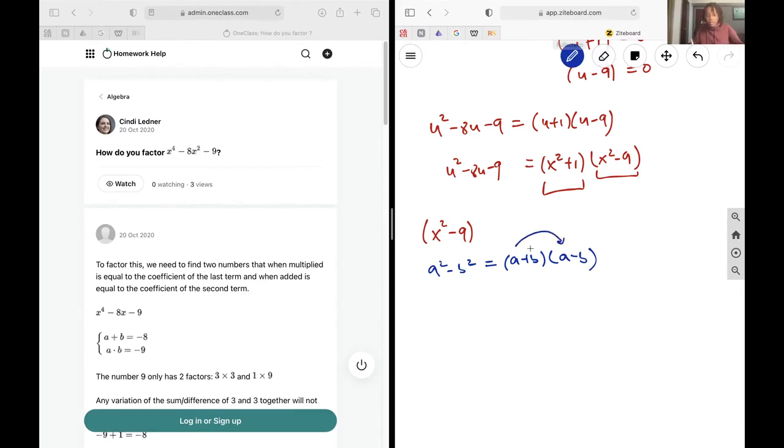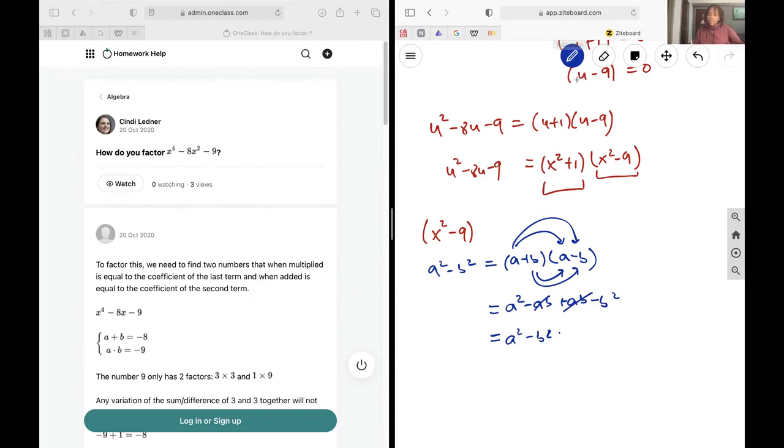So it'll become a by minus b, b by a, b by minus b, and that will become a squared minus ab plus ab minus b squared. These two cancel, of course, to form a squared minus b squared. So that's just a quick proof for that.